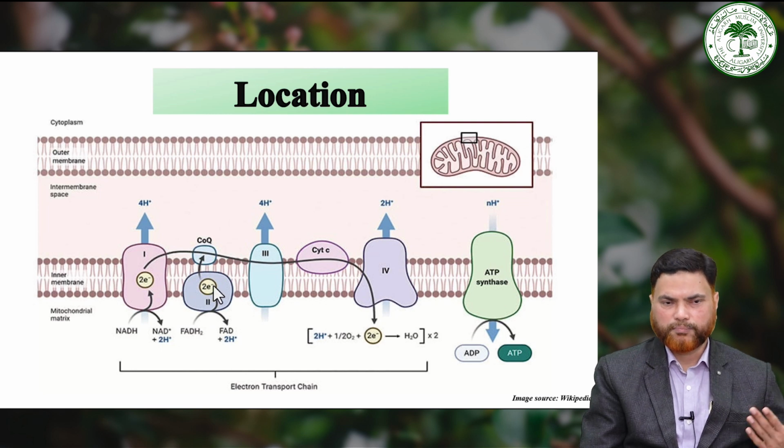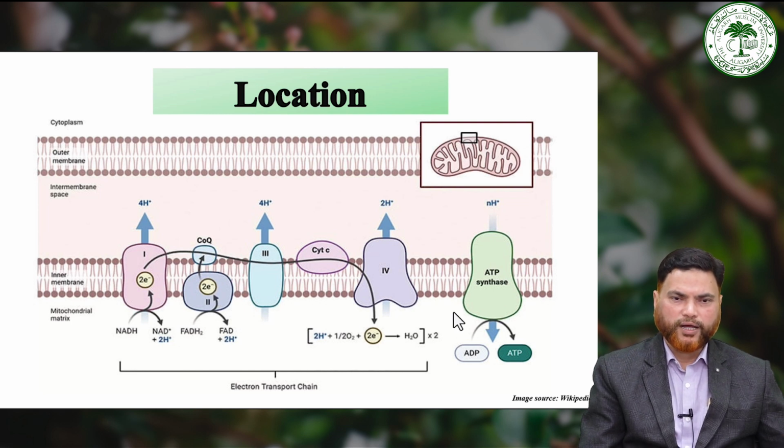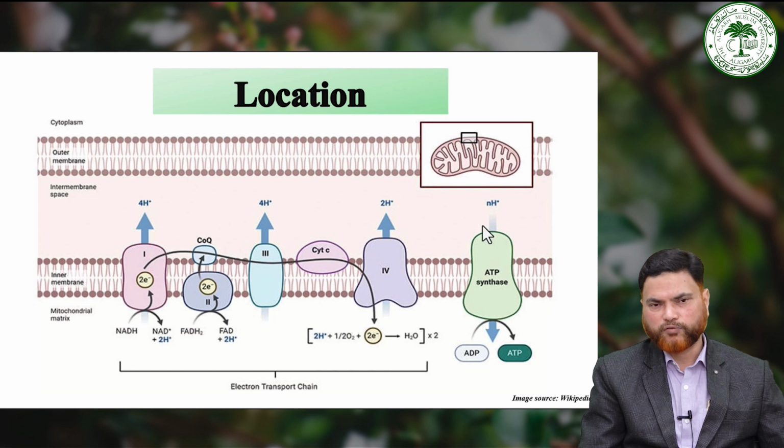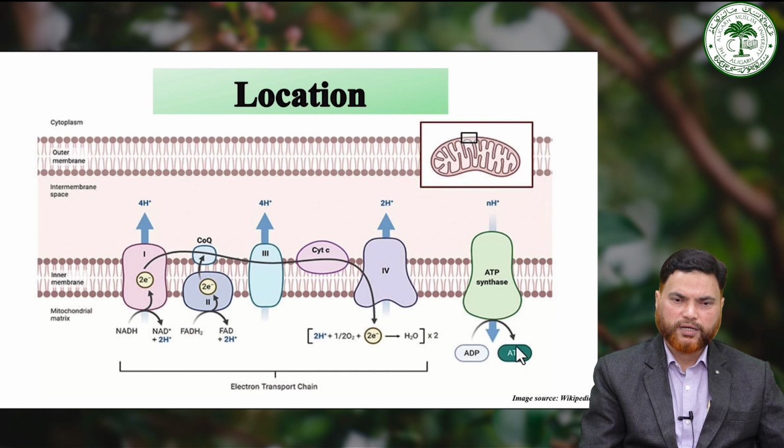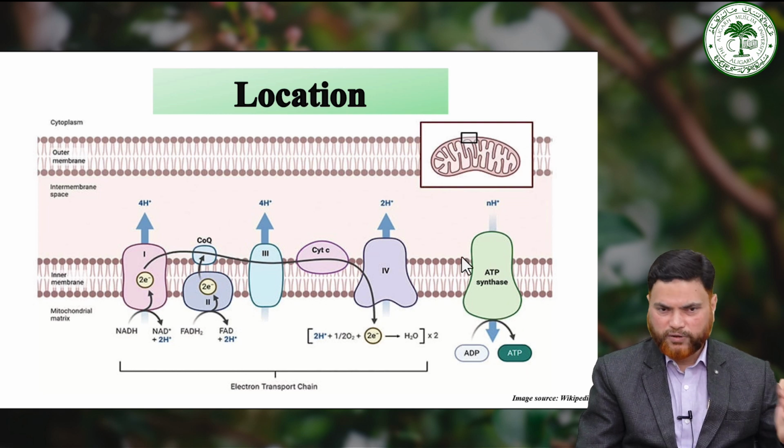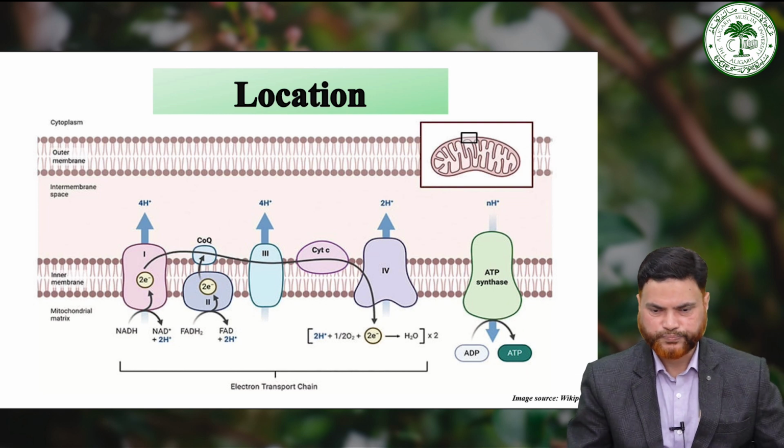So complexes 1, 3 and 4 pump protons outward, whereas complex 2 is only transferring electrons, not involved in pumping protons. And ATP synthase is very crucial, which pumps protons from the intermembrane space into the mitochondrial matrix and drives the synthesis of ATP. I will discuss it in detail.